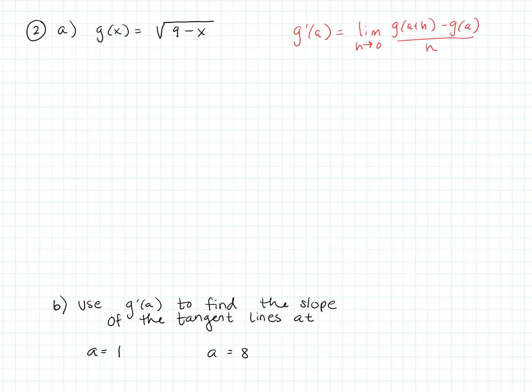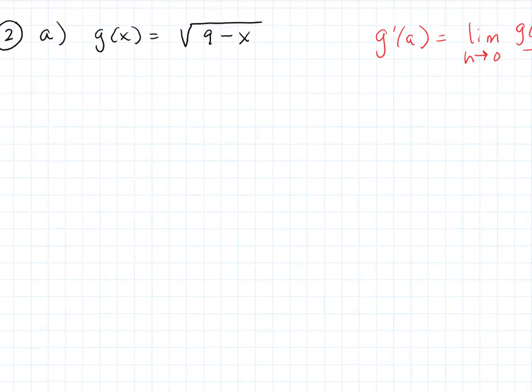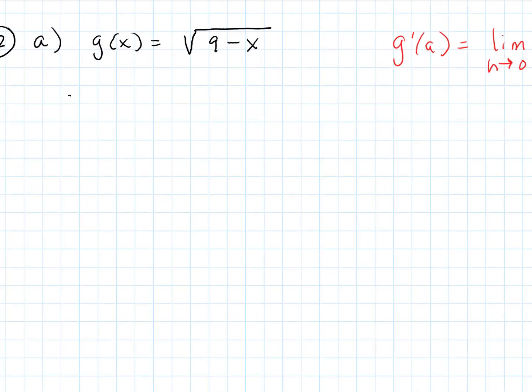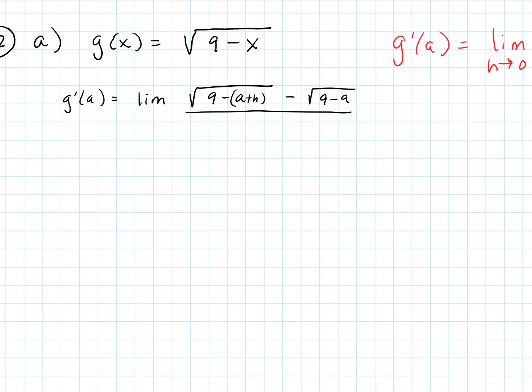All right, so let's do it. So let's find g prime of a. I'm going to zoom in just a little bit here. So let's find g prime of a. That's going to be the limit of the square root of 9 minus a plus h minus the square root of 9 minus a, all over h as h approaches 0. Oh, my 9's and my a's look awfully similar. There we go. Okay, so let's keep this going.